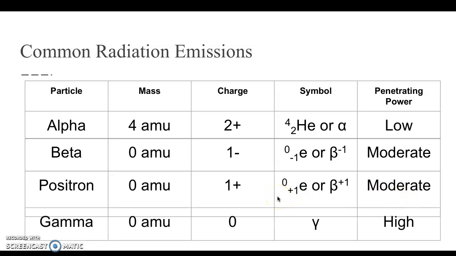And lastly, we have gamma rays. Gamma rays, also no mass. They're also a neutral charge. We use a Greek letter that looks like a Y for the symbol, and these have very high penetrating power, which makes them that much more dangerous. So in terms of risk, alpha particles have low risk. Gamma radiation is a high risk because they have high penetrating power. So what you need to take away, particularly from this slide, is the penetrating power. You do need to know which ones have high and low penetrating power.